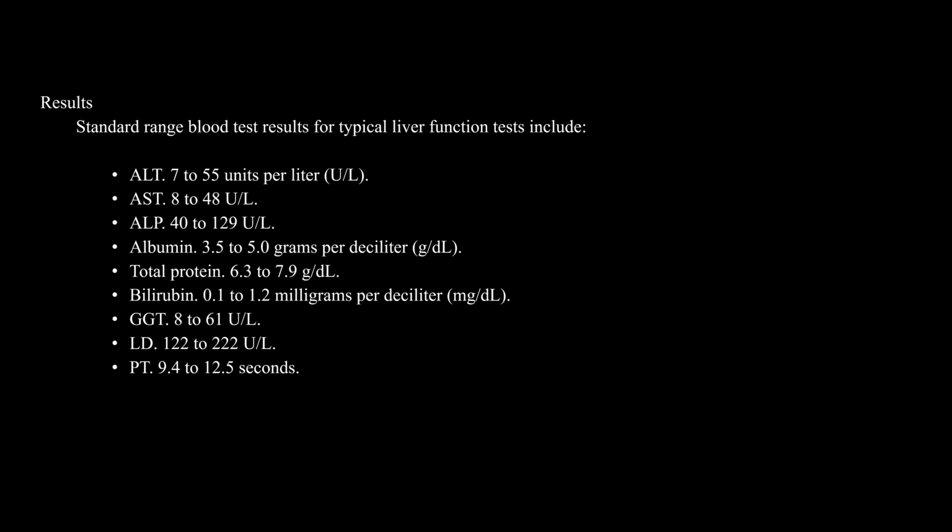Typical liver function tests include ALT 7 to 55 units per liter, AST 8 to 48 units per liter, ALP 40 to 129 units per liter, albumin 3.5 to 5.0 grams per deciliter, total protein 6.3 to 7.9, bilirubin 0.1 to 1.0 milligrams, GGT 61 units per liter, LDH 22 units per liter, PT 9.24 to 11.2.